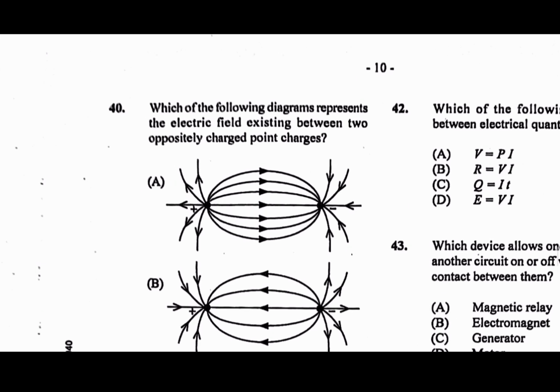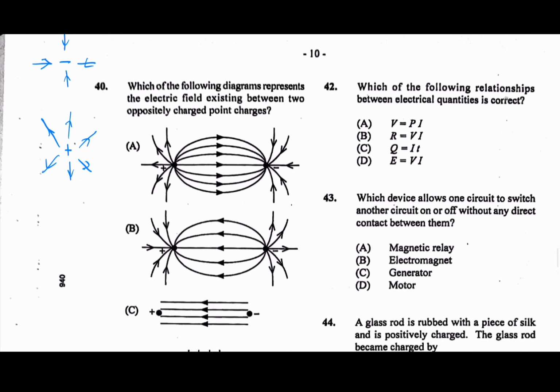Which of the following diagrams represents the electric field existing between two oppositely charged point charges? If we're talking about oppositely charged, they're going to be attracted to each other. You all should know that when we're dealing with a positively charged particle, the field lines are going to extend outwards, and if we're dealing with a negatively charged particle, the field lines are going to come inwards. So we're looking for the positively charged side to be going outwards and the negatively charged side to be going inwards. The only option that corresponds to that would be A.